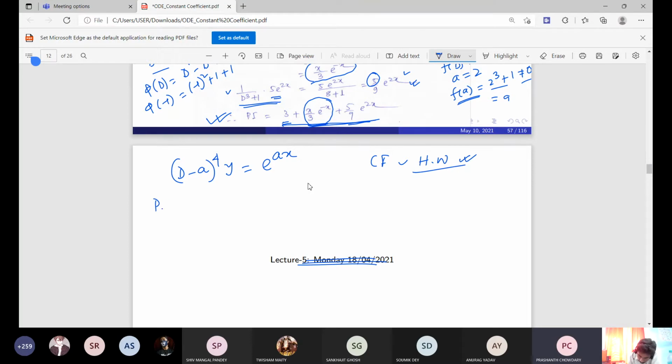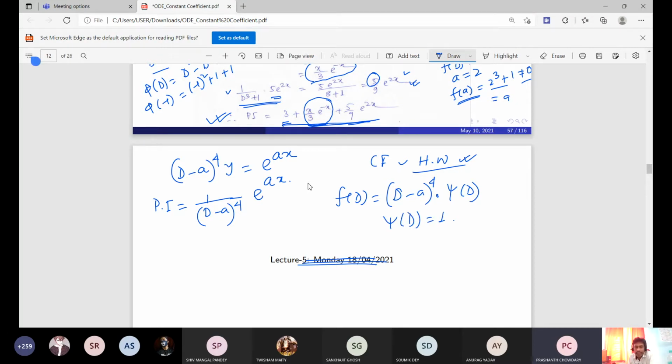Now see here what the particular integral will be. As per the rule, d minus a to the power 4 is operated on e to the power ax. If you write fd as d minus a to the power 4, then psi d is technically 1 here. So psi a is always non-zero. There is no need technically, but this psi d cannot always be 1. That I will give you as another homework.